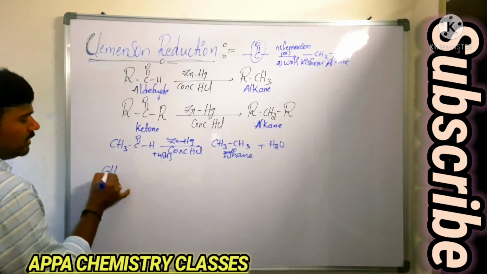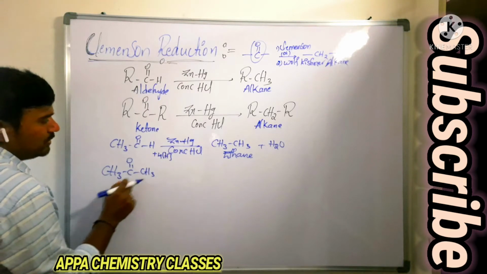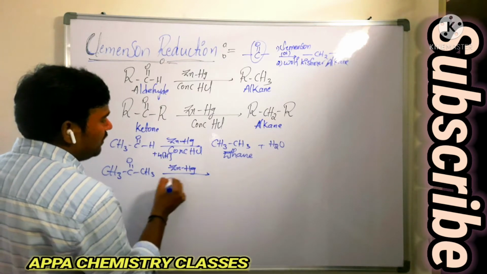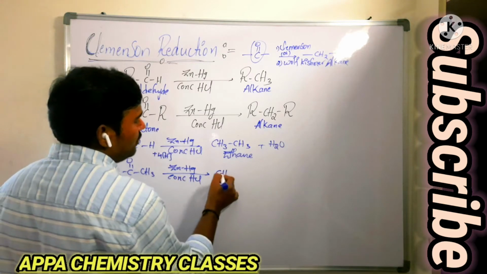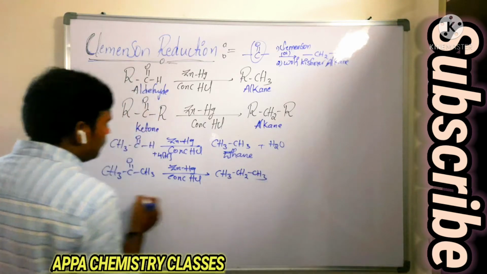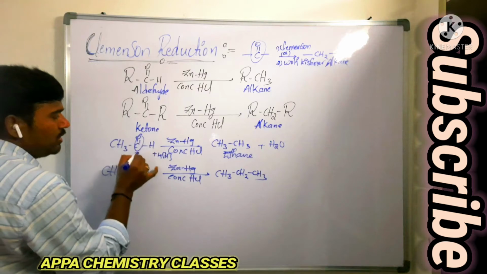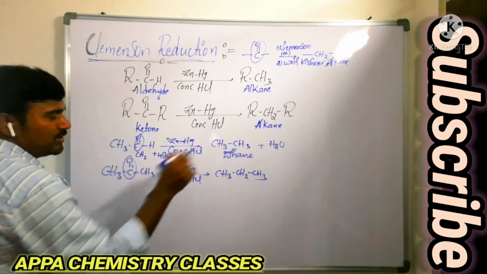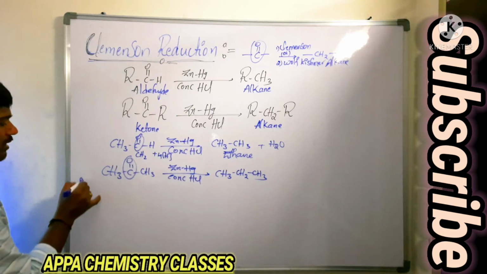Now take the ketone CH3-C=O-CH3. This is acetone. On reaction with the Clemmensen reagent, that is zinc amalgam and concentrated HCl, we get propane. What you should do is replace the carbonyl carbon with CH2, so it becomes CH3-CH2-CH3. Is that clear? Now we'll see the mechanism.